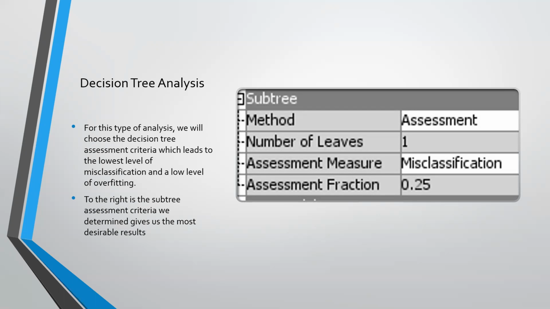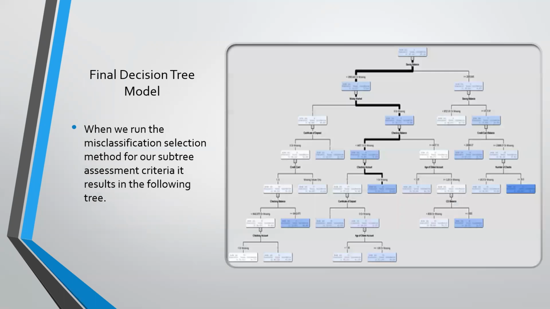And for the method, we set it to assessment, and the assessment measure is set to misclassification. The reason that we did that is it leads to the lowest level of misclassification and a low level of overfitting. And with a lower level of misclassification, it'll more accurately predict whether the customer will purchase insurance or not. If you go to the next slide.